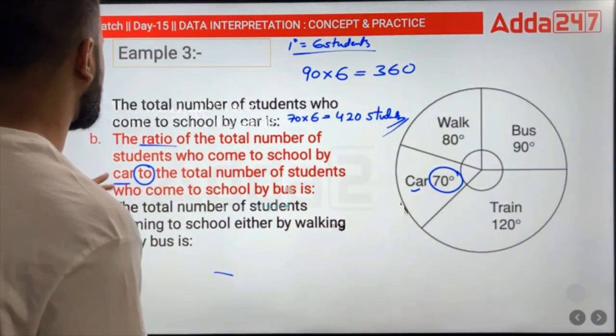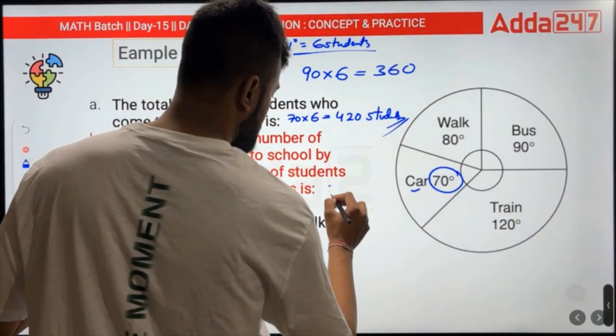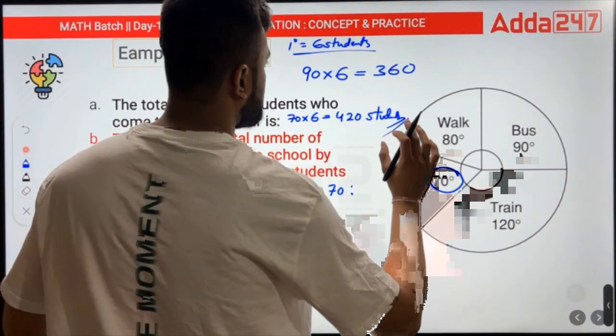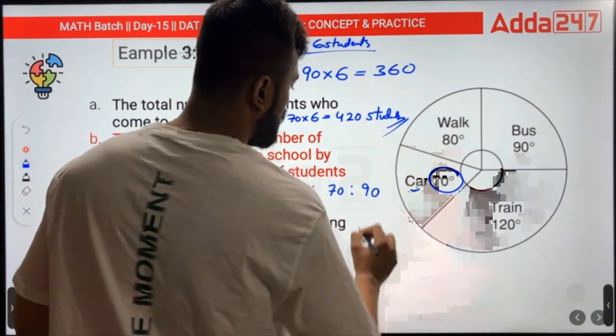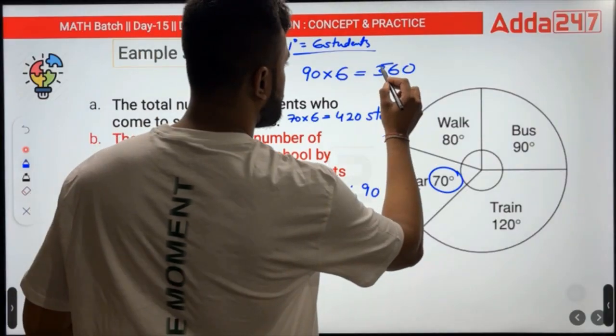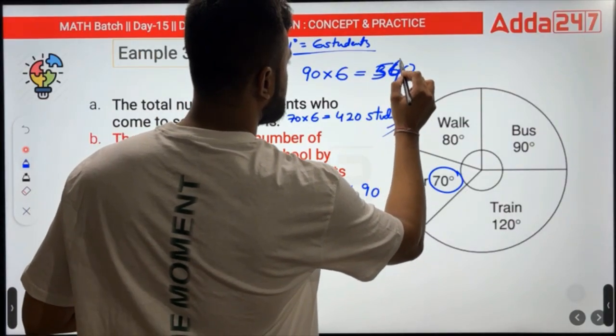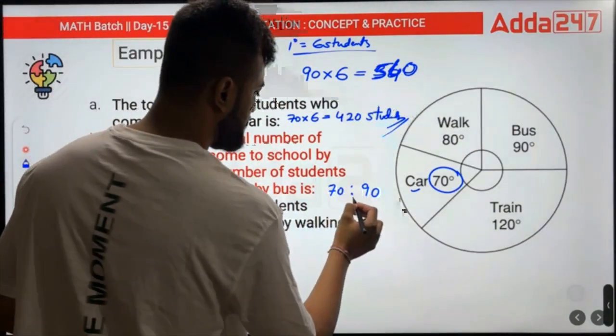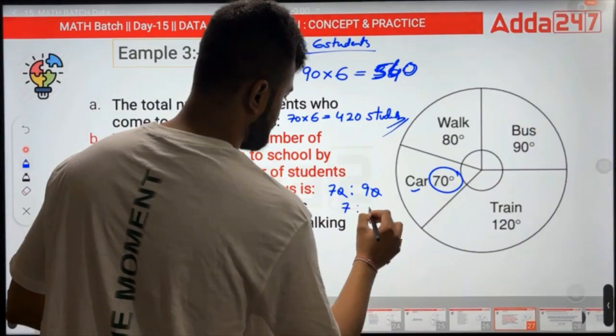So I can directly write: car is 70%, so write 70. And bus is 90%, so write 90. Oh, I think I've written wrong. Out here it should be 540, okay? 6 9s is 54, not 360. If you cancel, you'll be getting 7 is to 9. See, you're getting the same answer.